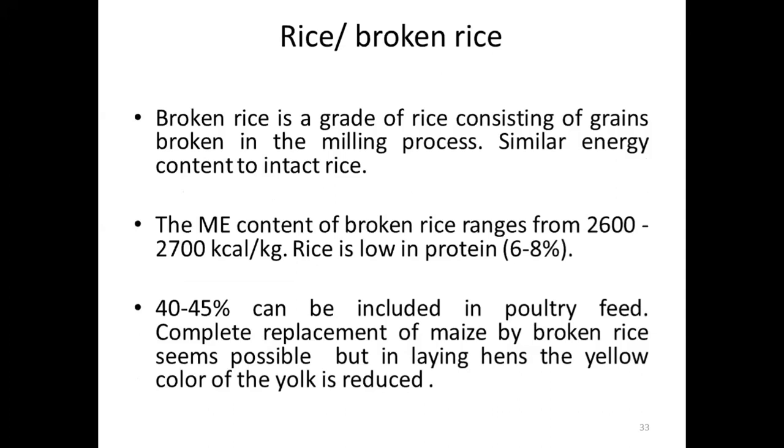Now, the third important source of energy is rice or broken rice. Broken rice is a grade of rice consisting of grains broken in the milling process, but the energy content will be more similar to intact rice. The energy content in rice or broken rice will be around 2600 to 2700 kilocalorie per kg. It's low in protein. 40 to 45% can be included in the poultry diet. Complete replacement of maize can be done with broken rice if there are no issues in laying hens like the yellow color of the yolk.